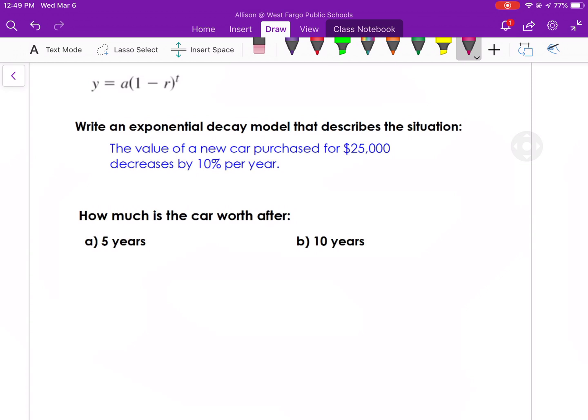A really common decay problem, though, is with buying a new car. So cars decrease in value very quickly. They actually decay in value exponentially. But if you know your car's value decreases by a certain amount and how much you paid for it and how many years, you can estimate how much it's going to be worth. So how much is the car going to be worth after 10 years?